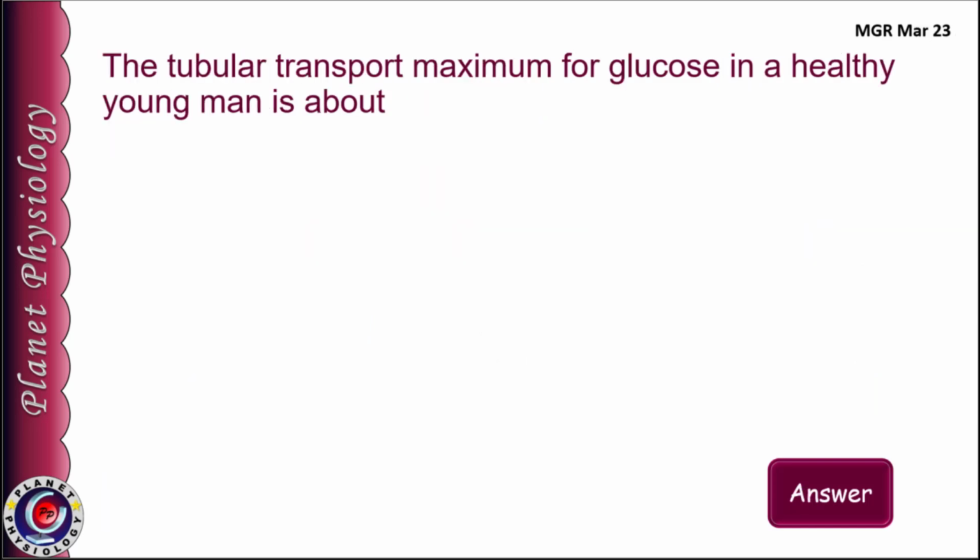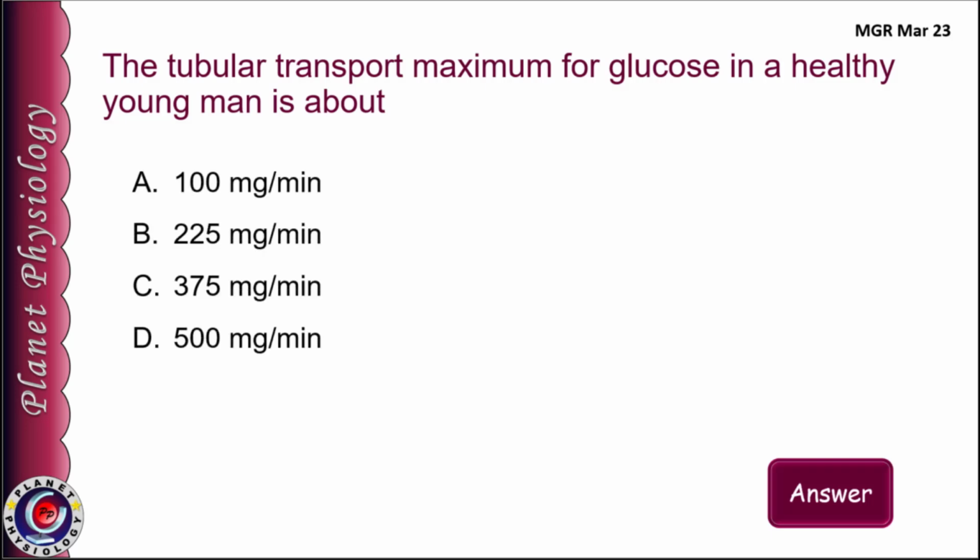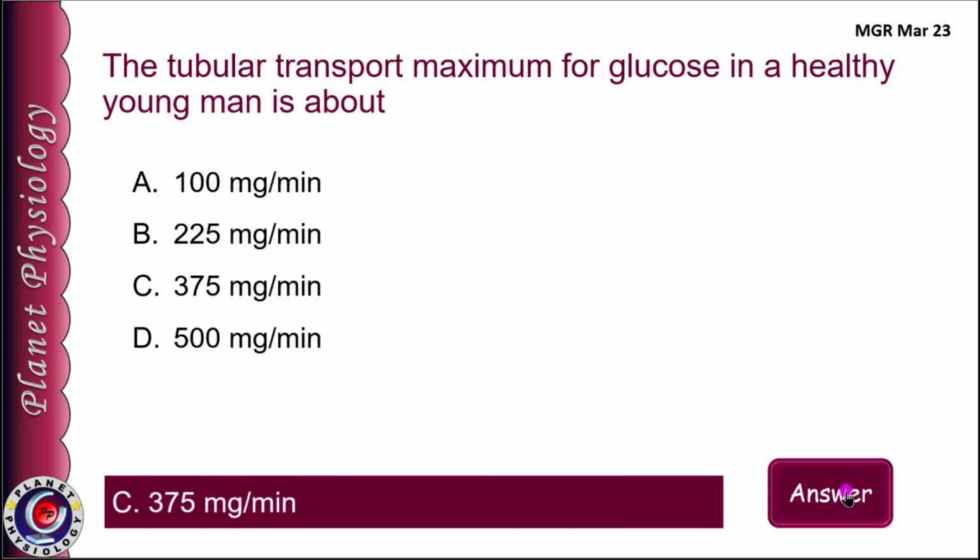Another question on the same topic. Tubular transport maximum for glucose in a healthy young man is about: A. 100 mg per minute, B. 225 mg per minute, C. 375 mg per minute, and D. 500 mg per minute. The correct answer is option C, 375 mg per minute.